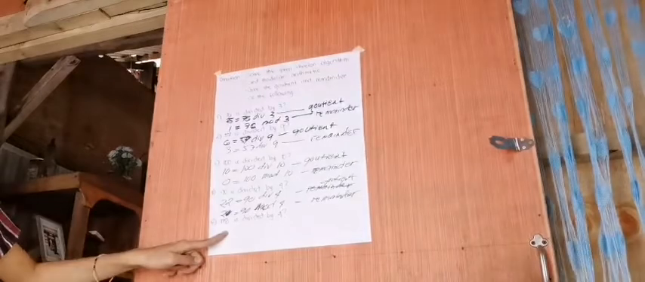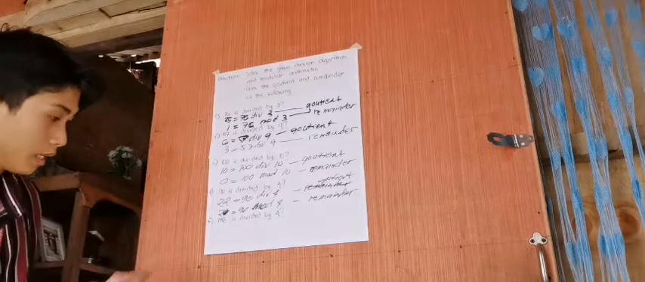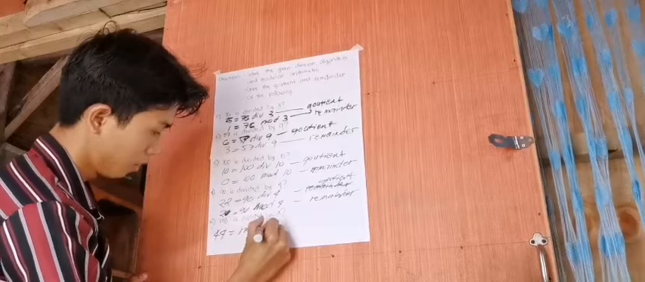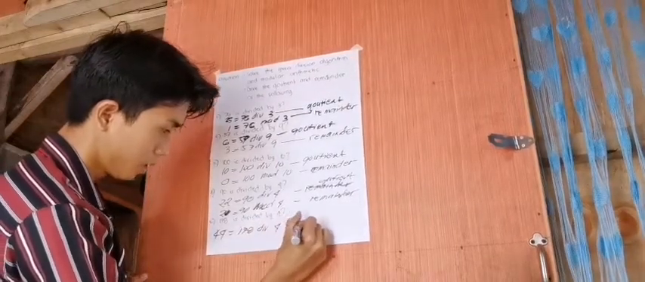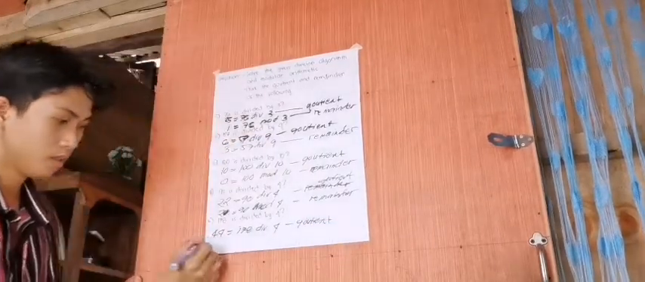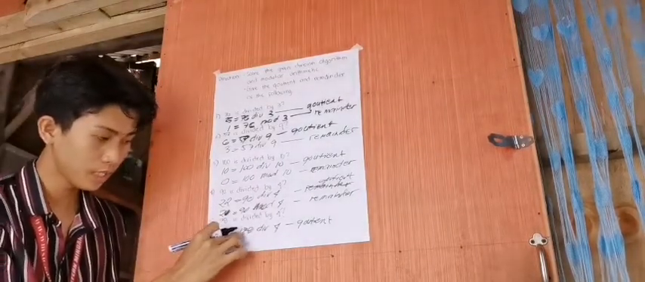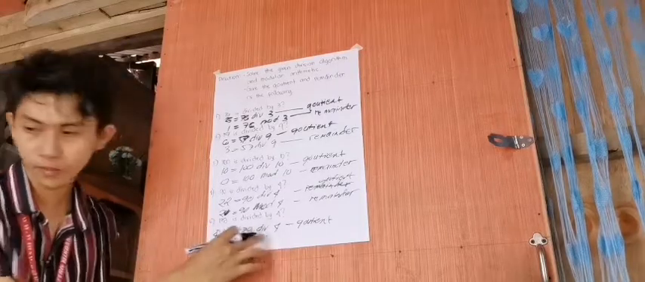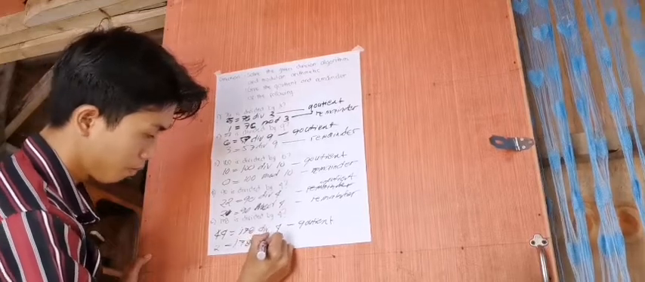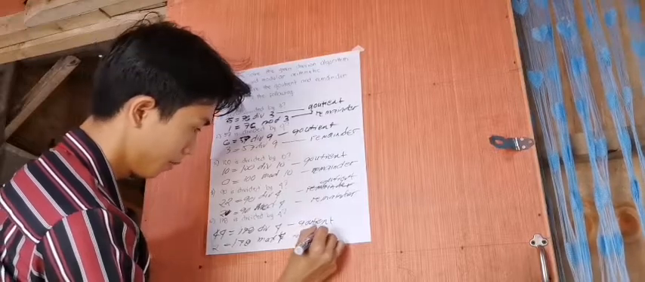Then 178 is divided by 4. So the answer is 44. 44 equals 178 div 4. This is our quotient. Then 44 times 4, so 178 minus the answer of 44 times 4, our answer is 2. So 2 equals 178 mod 4. This is our remainder.